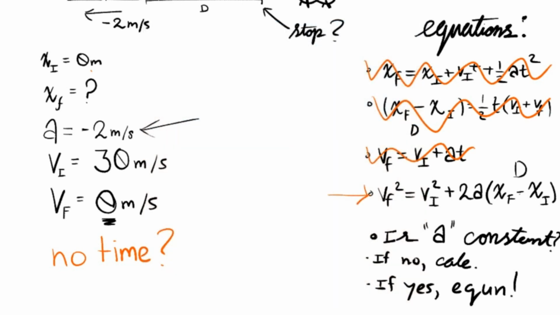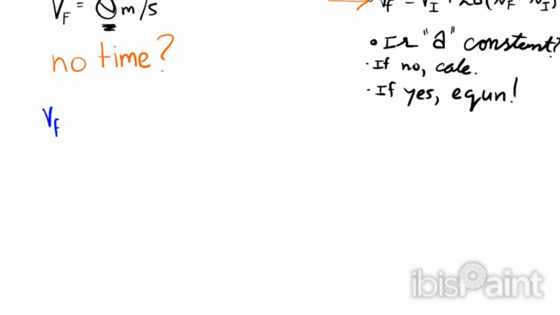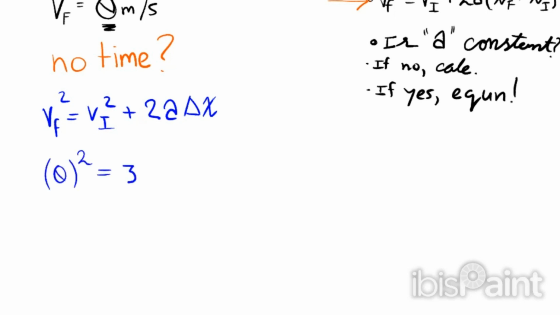A, B, C. Okay, now that just leaves vf squared equals vi squared plus 2ad, or xf minus xi, you get the point. And let's write it down here. This is where we begin solving it. Now that we've picked an equation and drew everything out, let's write delta x this time. Vf squared equals vi squared plus 2a delta x, representing change in x.